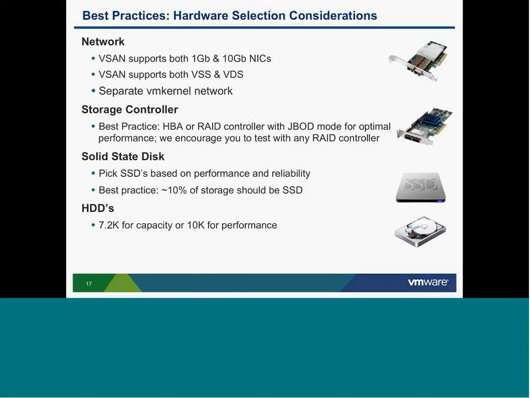In terms of storage controller itself, vSAN will work with an HBA or a RAID controller. The recommended best practice for optimal performance is to use a RAID controller that supports JBOD or pass-through or HBA mode. This is for two reasons. One, vSAN provides the RAID technology or the data protection in software itself. And number two, vSAN has some secret sauce built in order to provide optimal performance on the underlying hardware when it has direct access to the disks themselves. Which is why the best practice is to use a RAID controller that supports JBOD or pass-through or HBA mode.